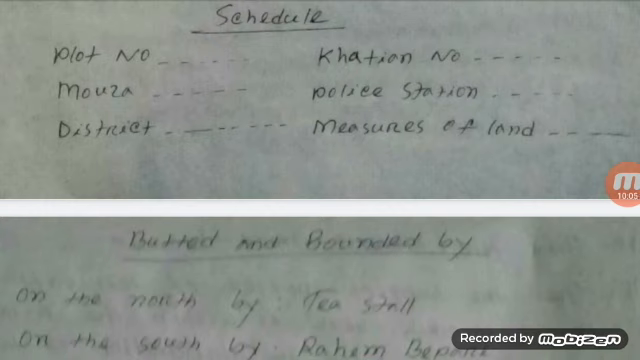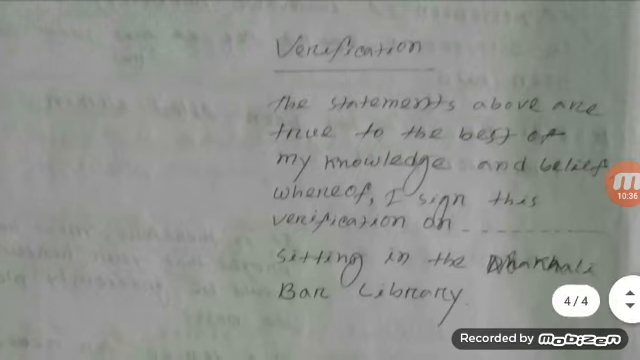Okay. Plot no., Khatian no., Mouza no., police station, district, measuring area, etc., and butted and bounded by: on the north by Teistal, on the south by Rohim Bapari, on the east by primary school building, on the west by masjid. Okay, and after that, the last part of this plaint we will give a verification. The statements above are true to the best of my knowledge and belief. Wherefore I sign this verification on that.